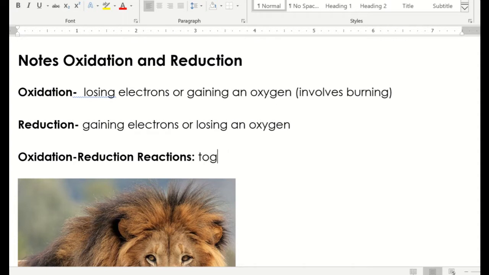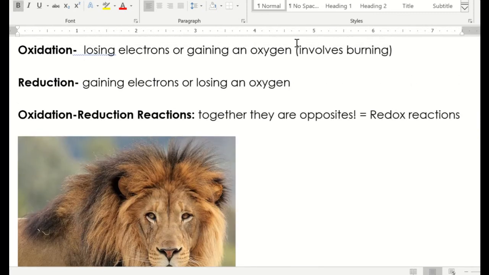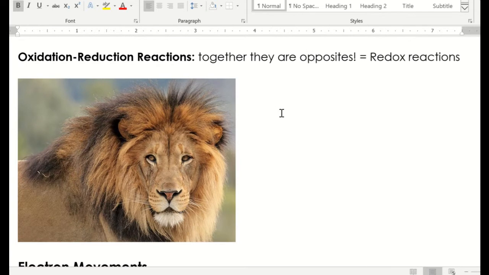So when you put them together, they balance each other out. You can't have one without the other. And so together, these reactions are called redox reactions for short. So the RED is for the reduction part, and then the OX is for the oxidation. So redox for short. There's a really nifty thing here of how to remember oxidation and reduction.